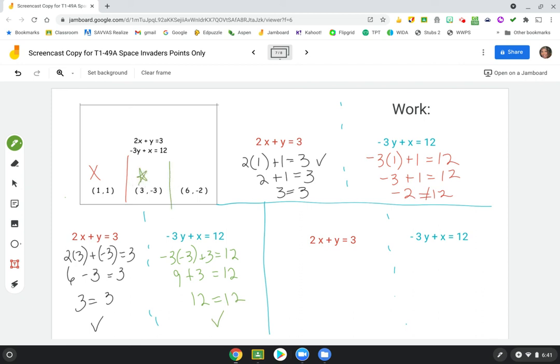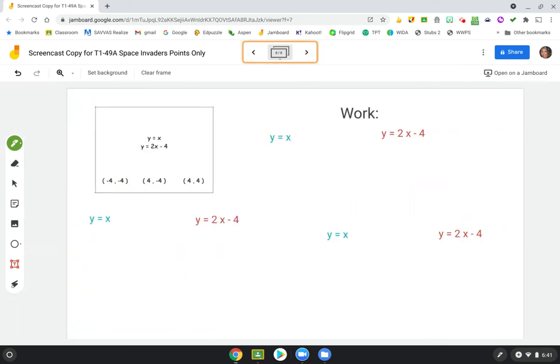But let's just double check quick over here. So 2 times 6 is 12, and 12 plus negative 2 is not going to equal 3. So this is not the solution to our system. So that means 3, negative 3 is our solution. And again, if you're really in doubt about your math, you're not really sure, then you want to go through and test all of the points on all of the equations.